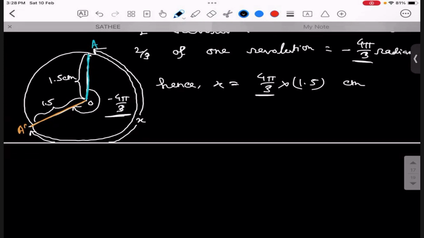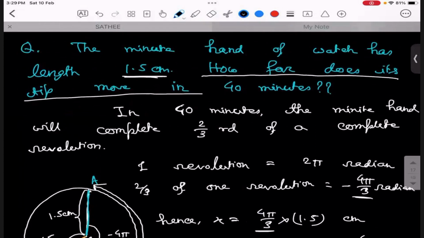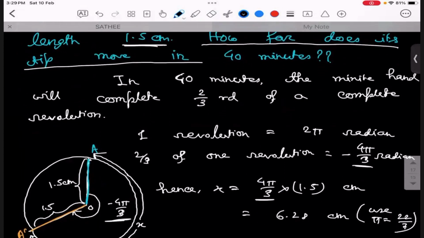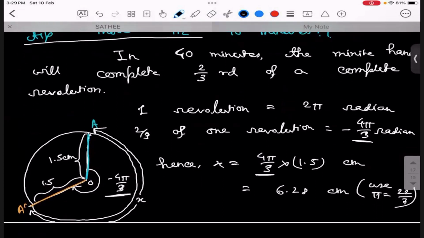So 4 pi by 3 into 1.5 centimeter gives us 6.28 centimeter, where we use the fact that pi equals 22 by 7. By this you can find how far the tip of the minute hand has moved in these 40 minutes, or you can say the length it covers making this angle with the initial position.